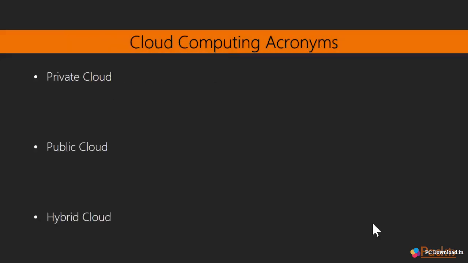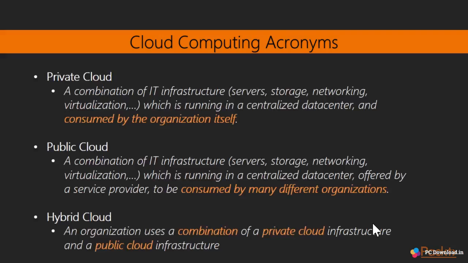In general, cloud computing has three main acronyms. We're talking about private cloud, public cloud, and hybrid cloud. Now let me describe each of these terminologies. We're talking about private cloud as a combination of IT infrastructure, which basically means servers, storage, networking, and using hypervisor technology, which is running in a centralized data center and mainly consumed by the organization itself. This could be a hosting provider, could be an in-house on-premises data center managed by a specific organization.